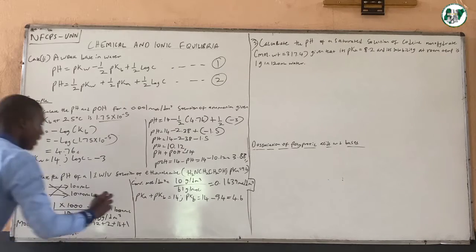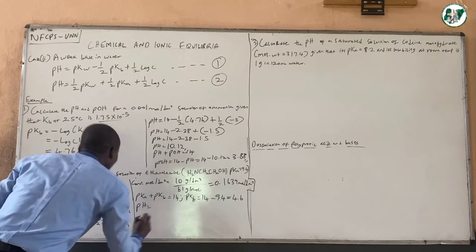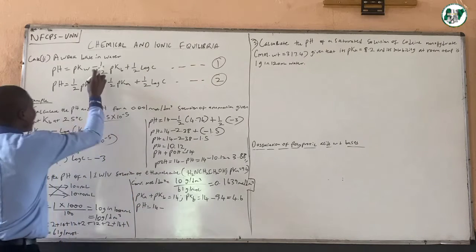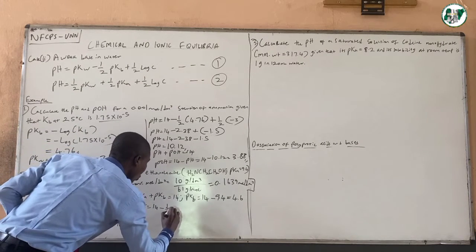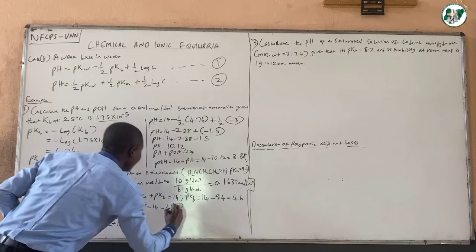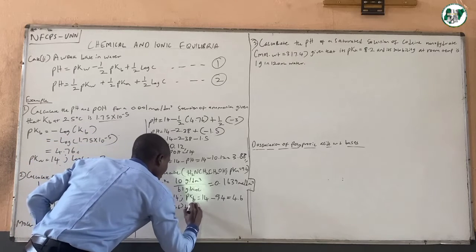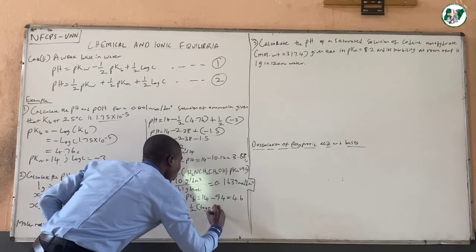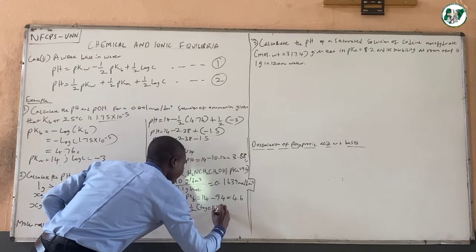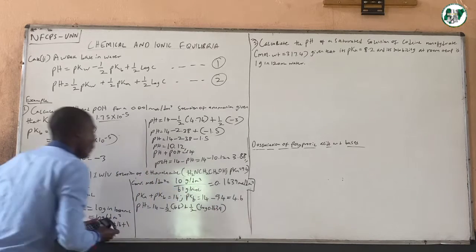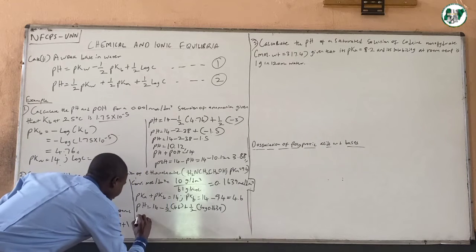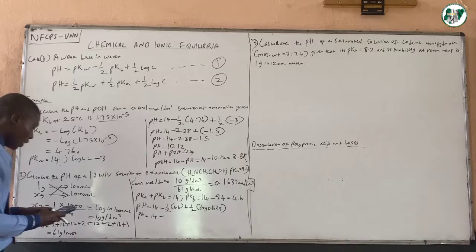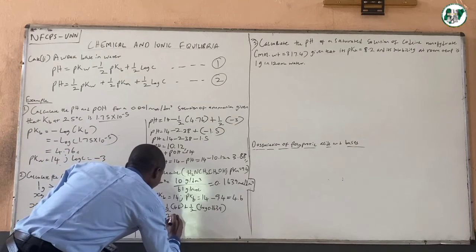So let us calculate for our pH right away. Our pH is now equal to pKw. What's pKw? 14 minus 1 over 2 pKb, which is 4.6, plus 1 over 2 log 0.1639 mole per dm cube. So let us bring that down. That will now be pH equal to 14 minus 4.6 divided by 2 minus 2.3.